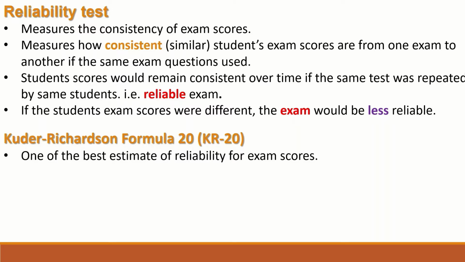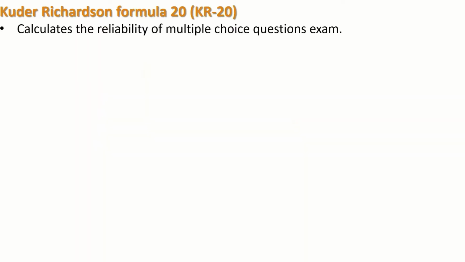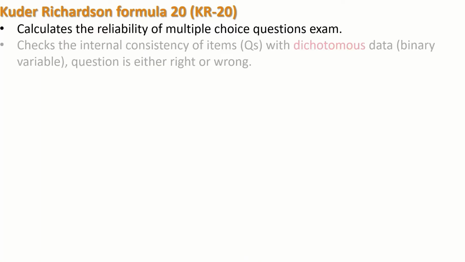Kuder-Richardson Formula 20, abbreviated as KR20, is one of the best estimates of reliability for exam scores, for exams that have only multiple choice questions. The KR20 calculates the reliability of a multiple choice question exam.